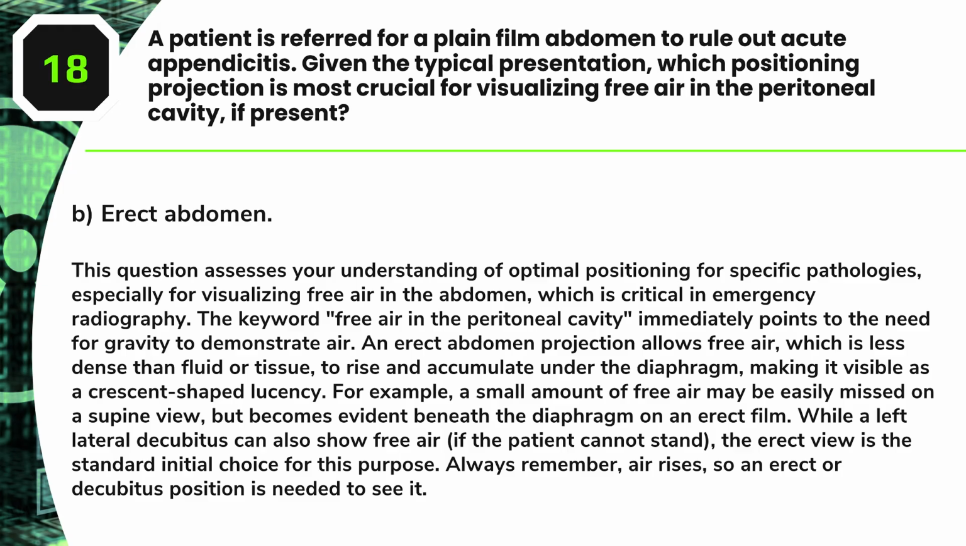An erect abdomen projection allows free air, which is less dense than fluid or tissue, to rise and accumulate under the diaphragm, making it visible as a crescent-shaped lucency. For example, a small amount of free air may be easily missed on a supine view, but becomes evident beneath the diaphragm on an erect film. While a left lateral decubitus can also show free air, if the patient cannot stand, the erect view is the standard initial choice for this purpose. Always remember, air rises, so an erect or decubitus position is needed to see it.